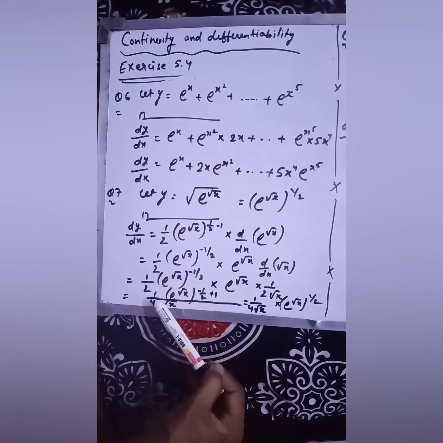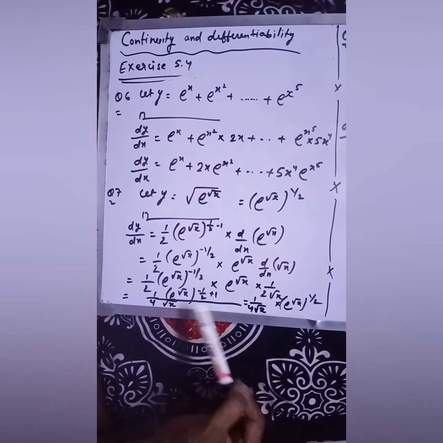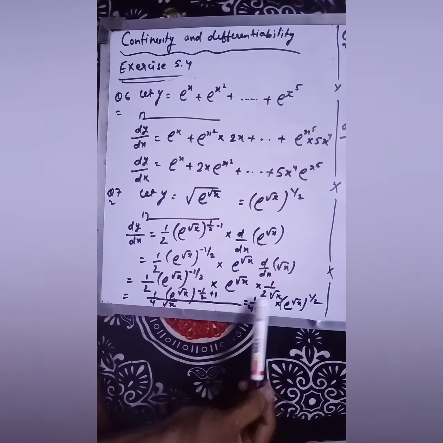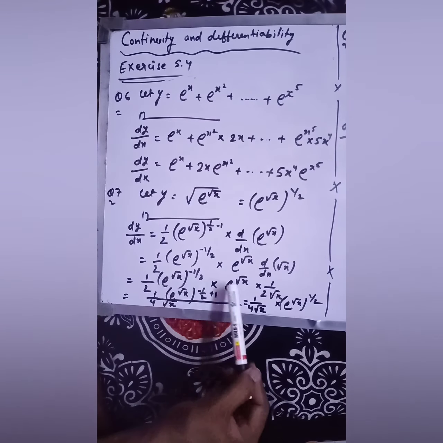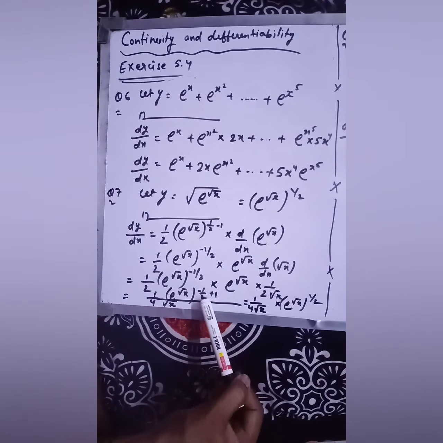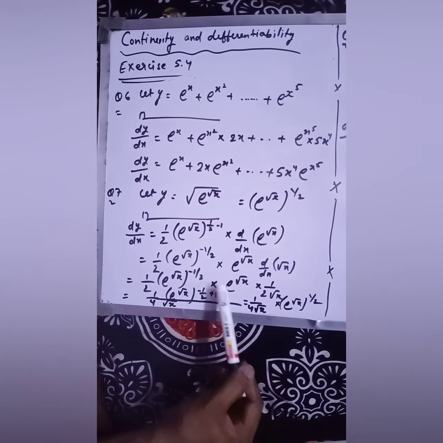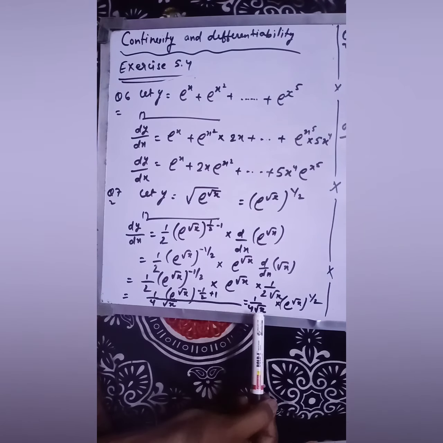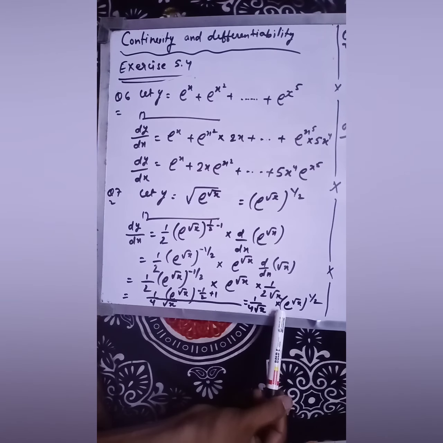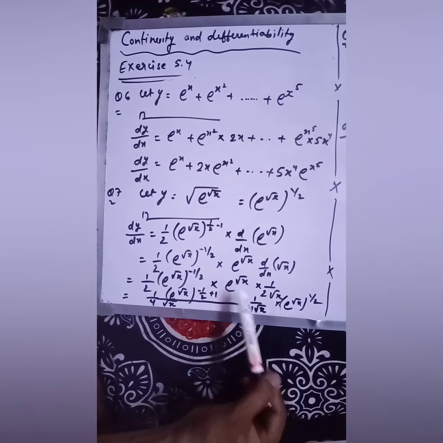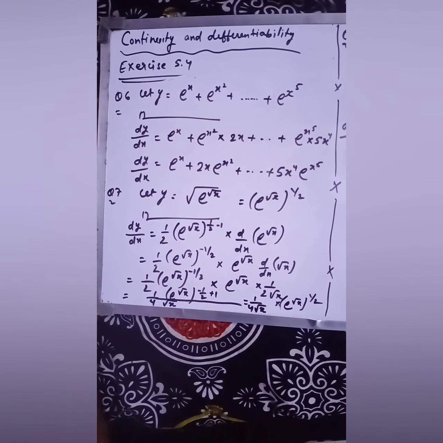Okay, on solving this, it is 1 by 2 into 1 by 2, that would be 1 by 4. It is root x, so it will remain root x, and both bases are the same, so you have to just add the powers because they are multiplying. Like this, on simplification you will get this. This is your final answer. Okay, this is how we can simplify question number 7.